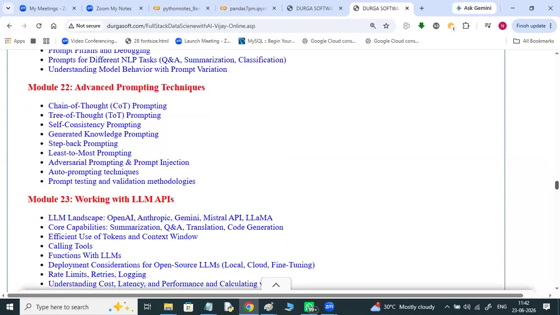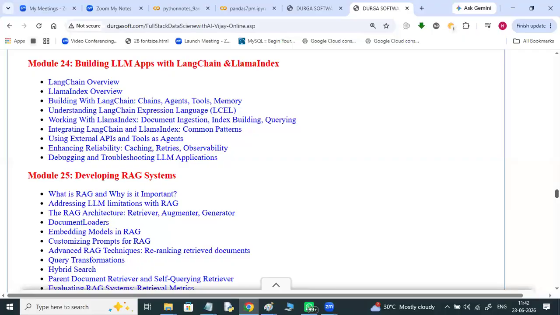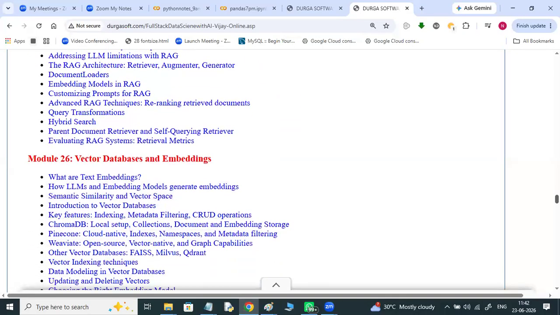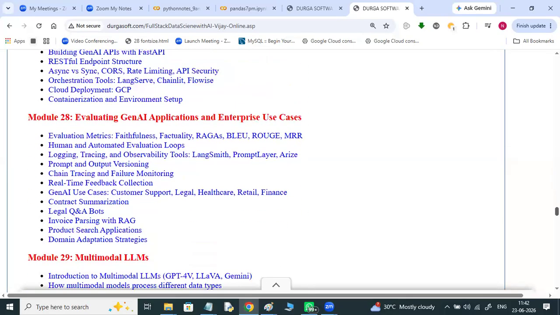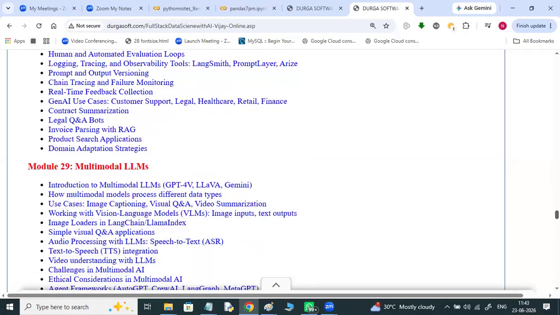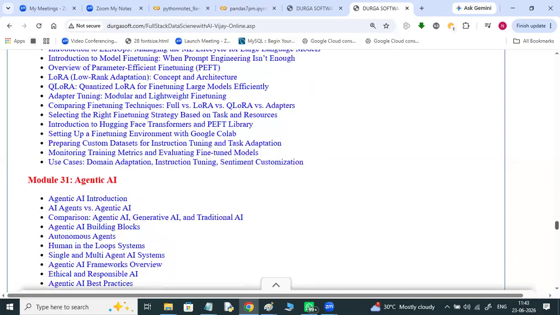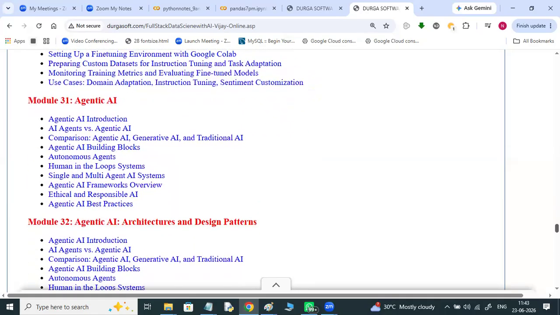Prompt engineering, advanced prompting techniques, working with LLM APIs, vector databases and embeddings, right? Building end-to-end Gen AI applications, evaluating Gen AI applications, multi-modal LLMs, LLM ops and evaluations, right? From module number 31 to 40, agentic AI and generative AI, right? You can see many advanced topics here.